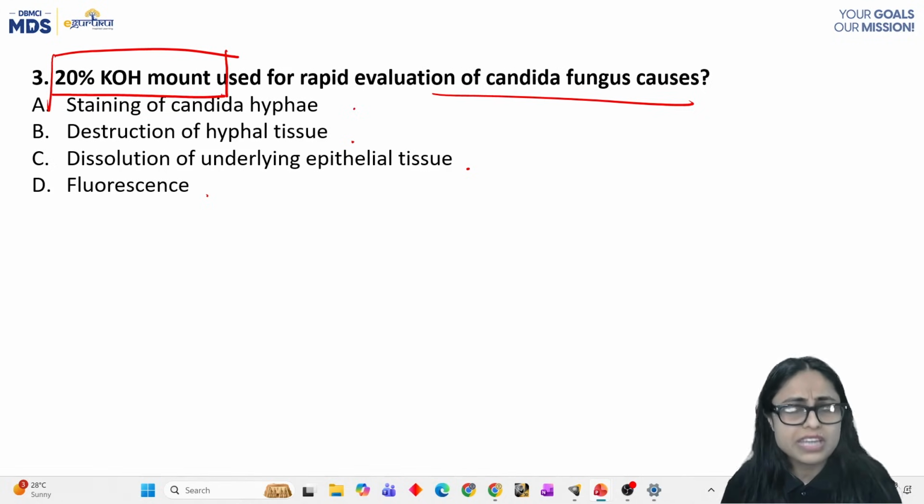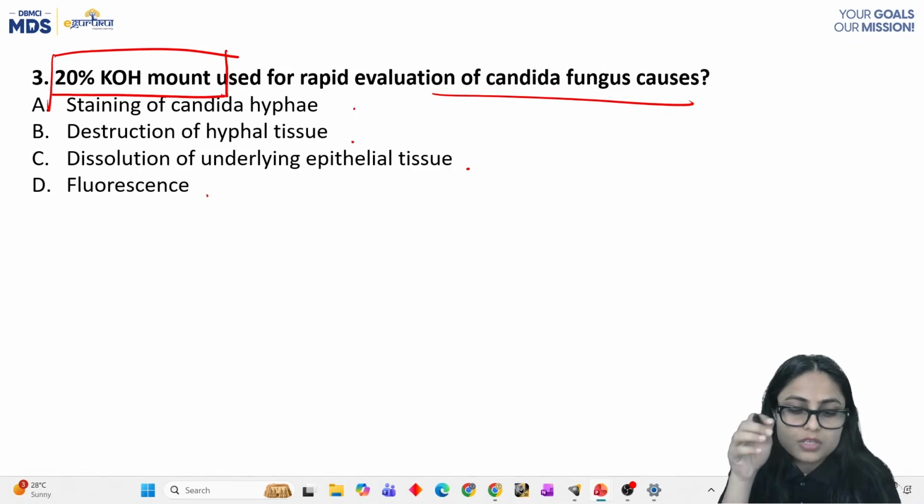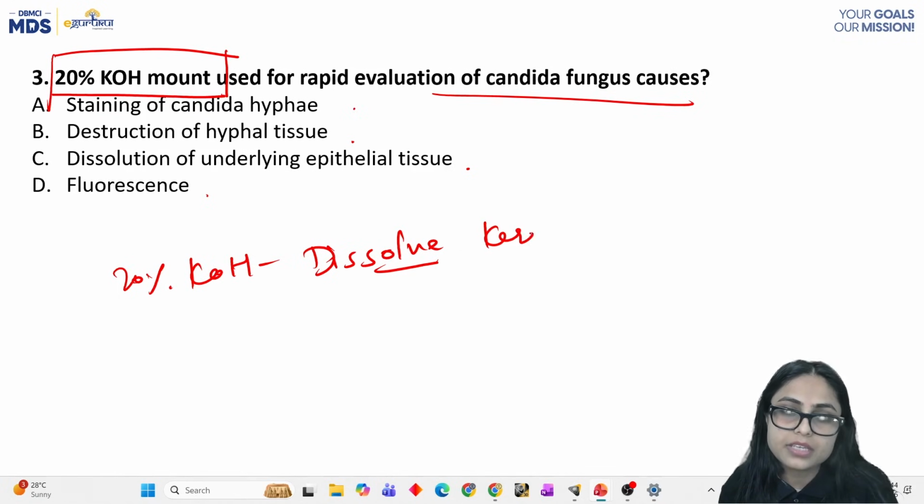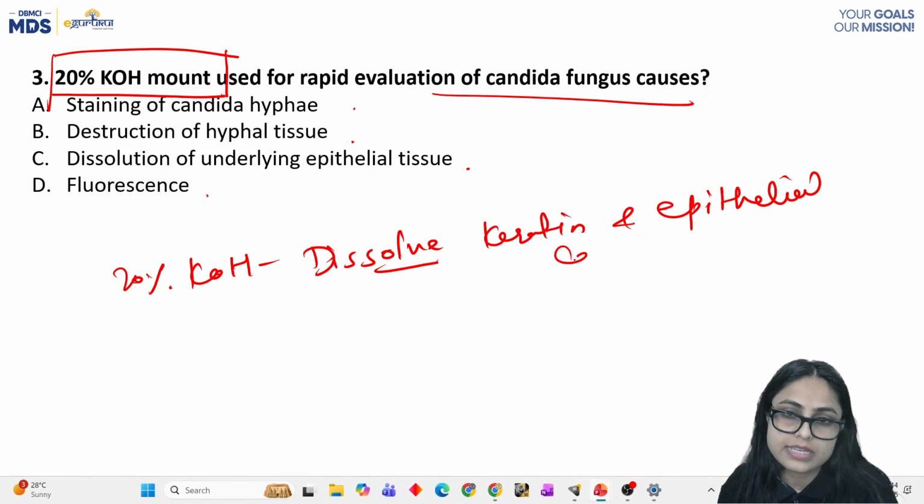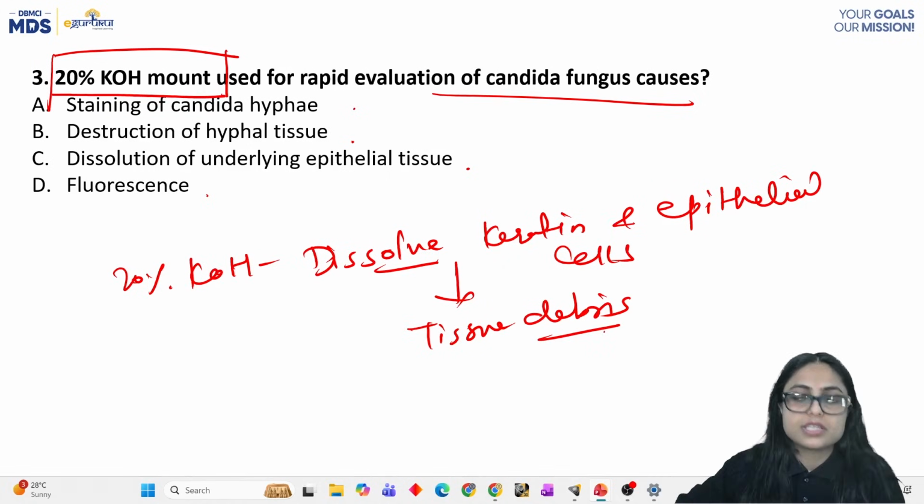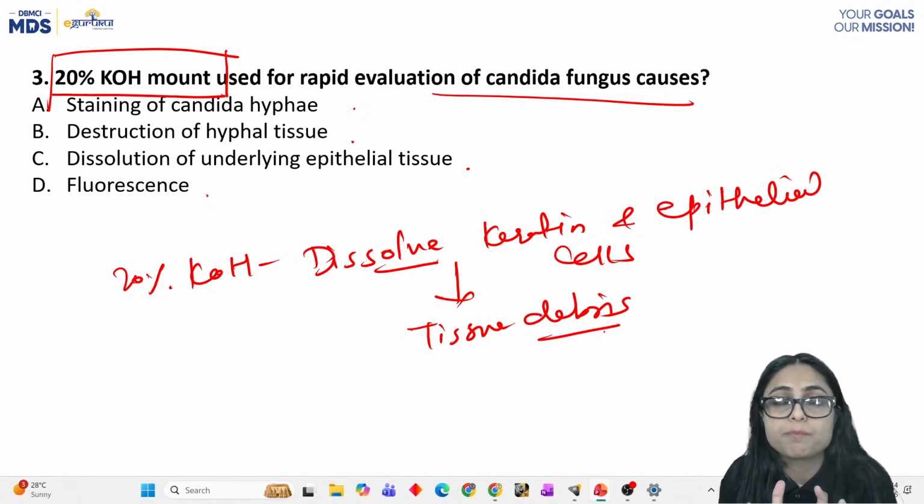So when you suspect any candidiasis infection in the oral cavity, you scrape it off, put it on the slide, and put 20% KOH on it. This 20% KOH will dissolve all the keratin and the epithelial cells. These are basically tissue debris. So this KOH basically clears out the tissue debris.